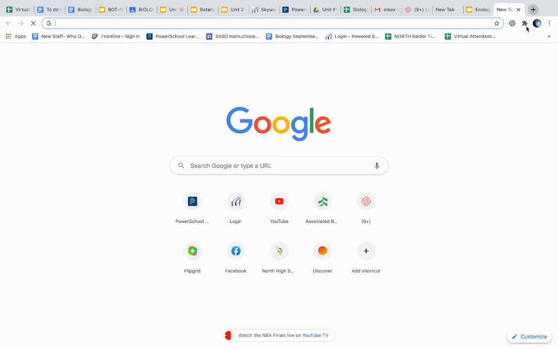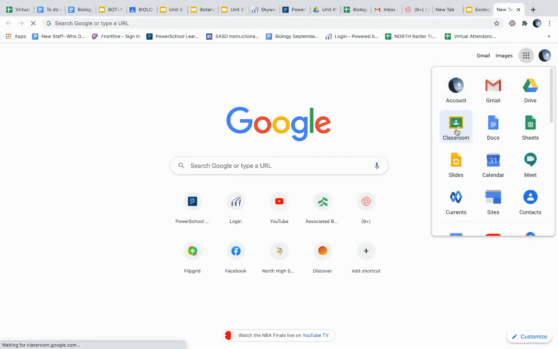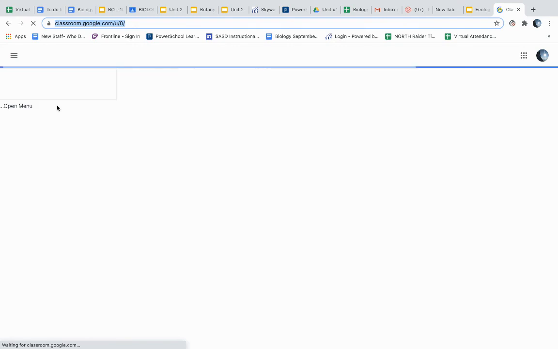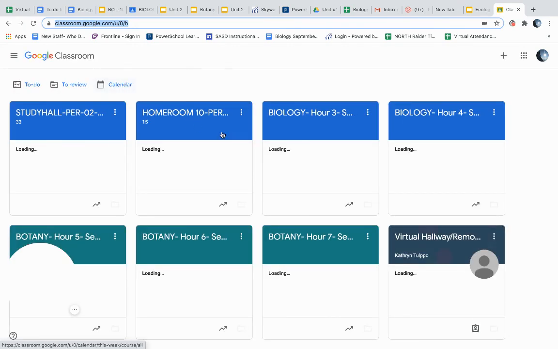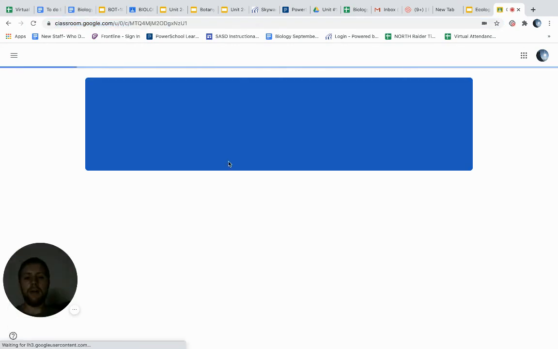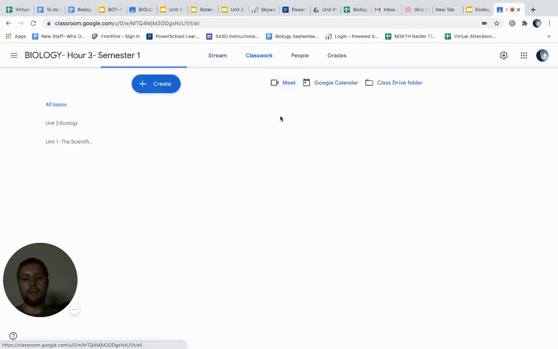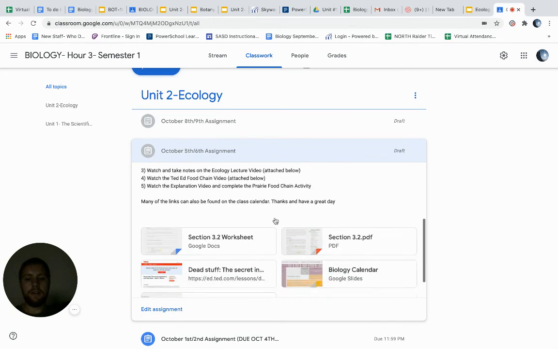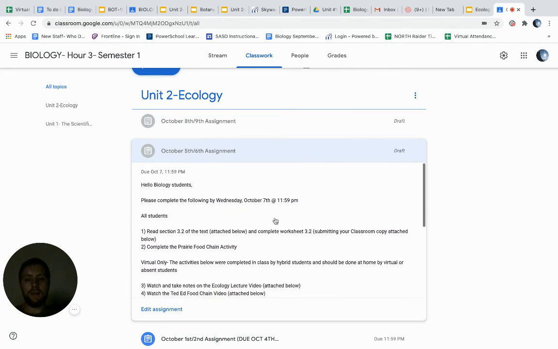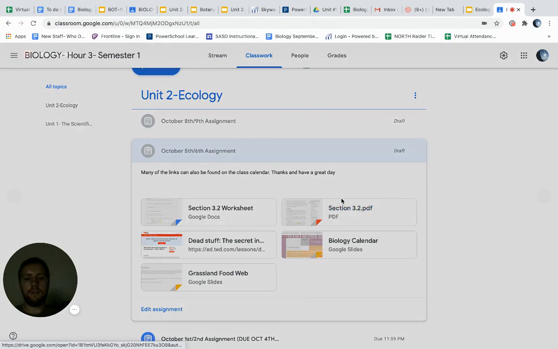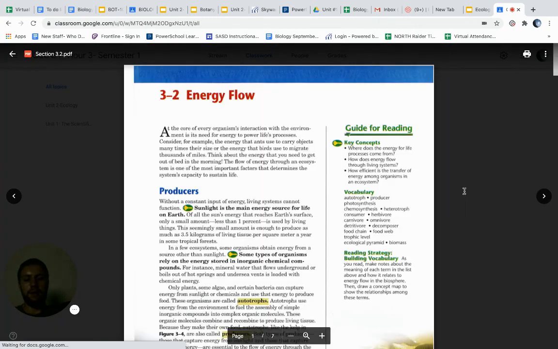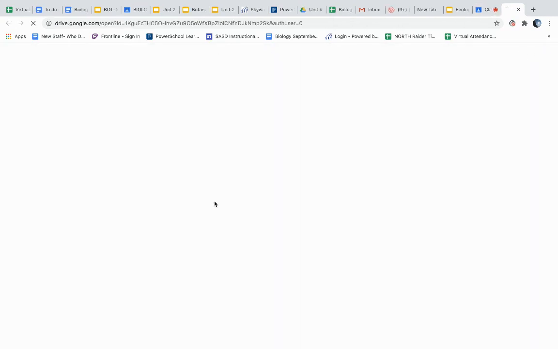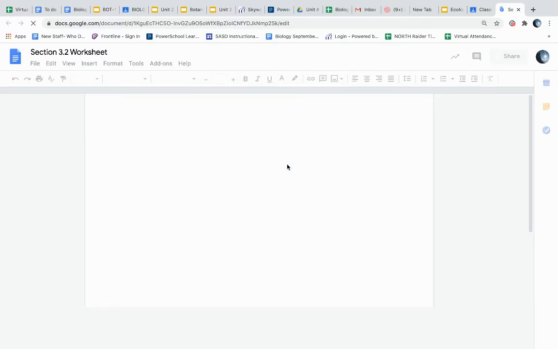So I'll show you where that is real quick before we go. So that is posted on Classroom as our section 3.1 was. So say your third hour biology. I'm yet to post it, but I will post it in the future. October 5th, 6th assignment. So it will be posted here. So here's the text for energy flow. Here's the worksheet. You'll each get a copy. So complete that worksheet for next time.